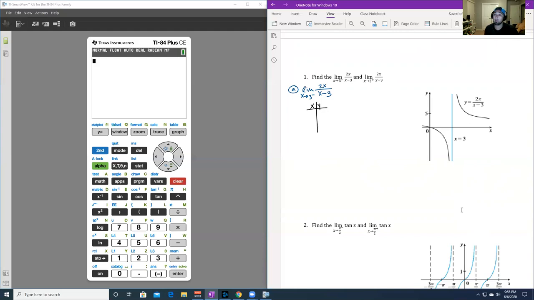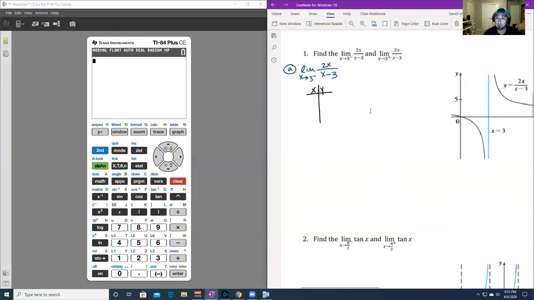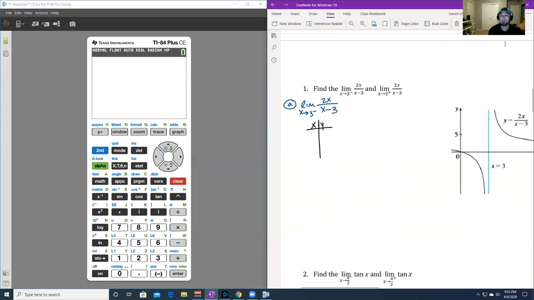Okay. So if we're approaching 3 from the left, here, I'll zoom in just a little bit. There you go. If I'm approaching 3 from the left, we need numbers smaller than 3. So how close can we get to 3? Well, let's choose some good numbers. How about 2.9? How about 2.99? 2.999. And why not one more? 2.9999.